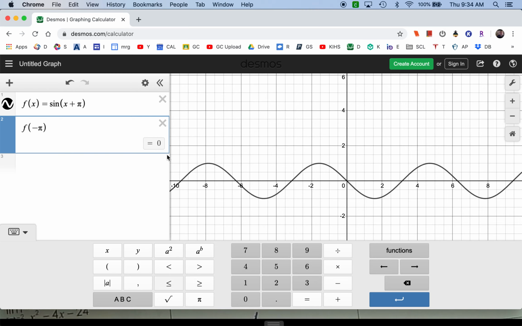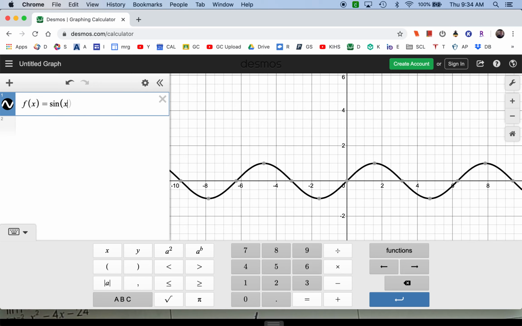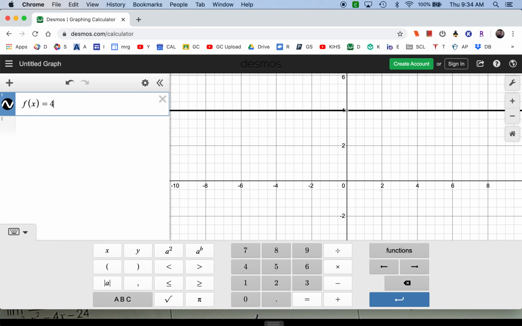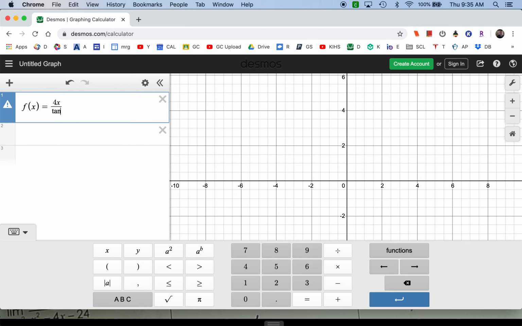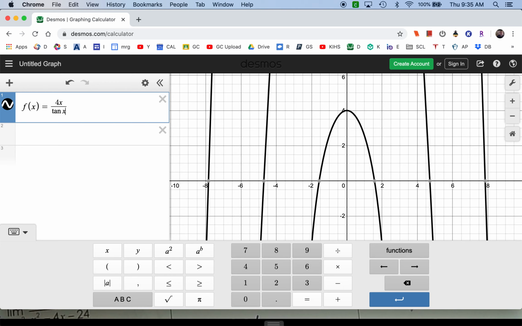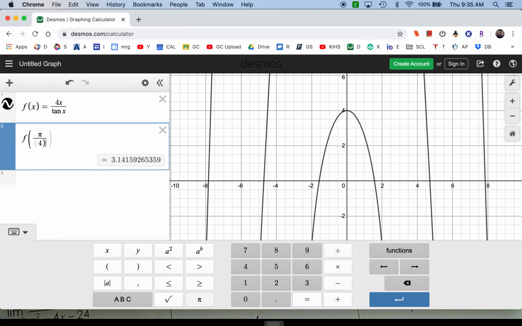So that's what the answer is. And then 21 is 4x over tan x. And again, I'm looking for at pi over 4. So at pi over 4, do you recognize that number? That y value of that number is actually pi. 3.14 and so on. What you're looking at is the value of pi.